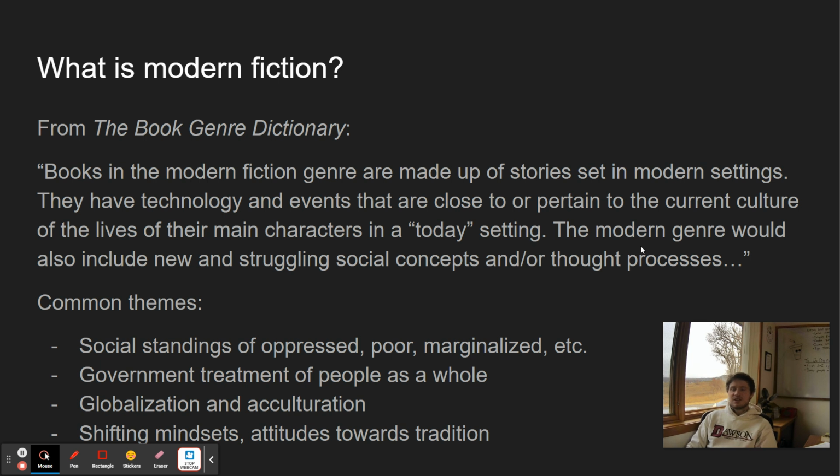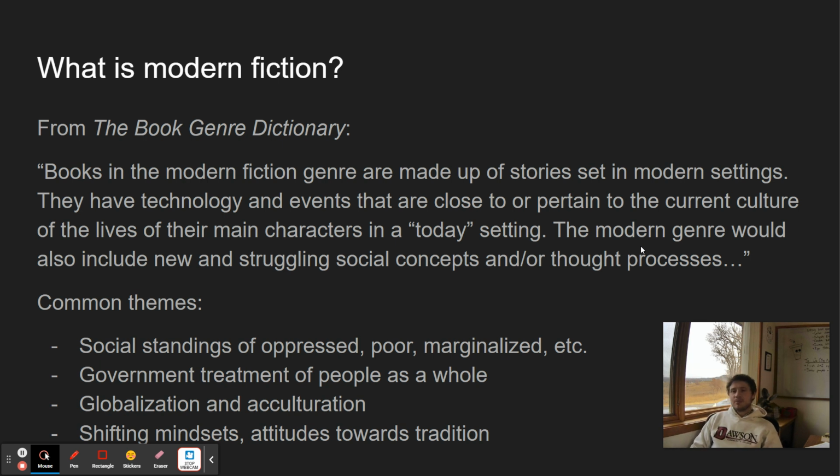Modern fiction, though, isn't necessarily about things happening in 2024. Modern fiction is a story that's taking place during the author's lifetime. So a lot of books we view as historical classics were modern fiction in their own time. So let me just read this definition. Books in the modern fiction genre are made up of stories set in modern settings. They have technology and events that are close to or pertain to the current culture of the lives of their main characters in a today setting. The modern genre would also include new and struggling social concepts and thought processes.